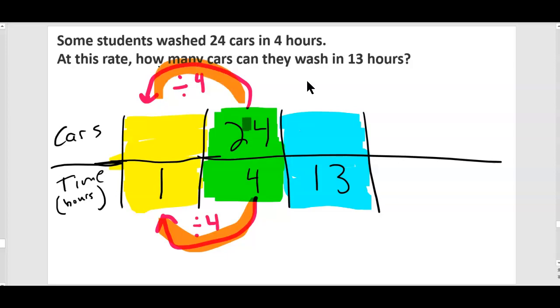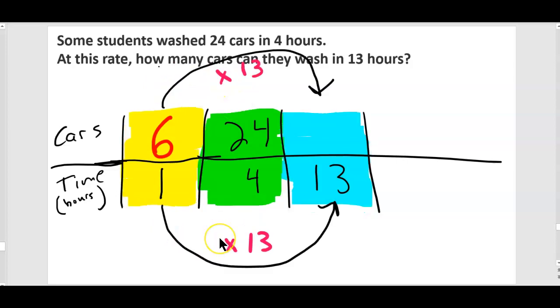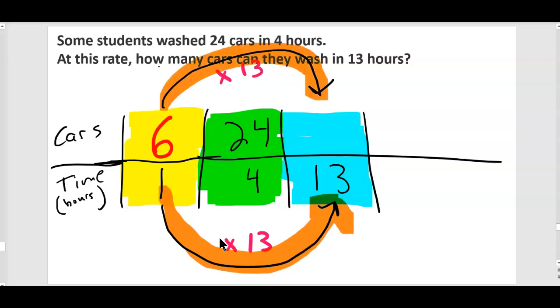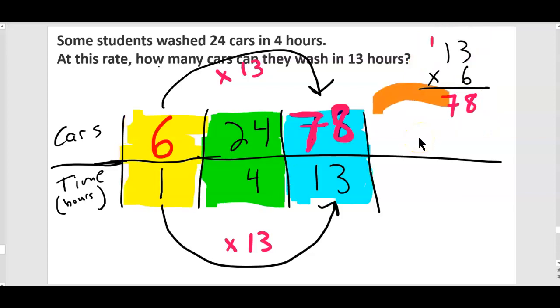What's 24 divided by 4? 6. Now we can go this way. Just multiply 1 times 13 to get 13. Do 6 times 13, and that'll give you the answer here. I like to put the one with more digits on top, less digits on bottom. There it is, 78.